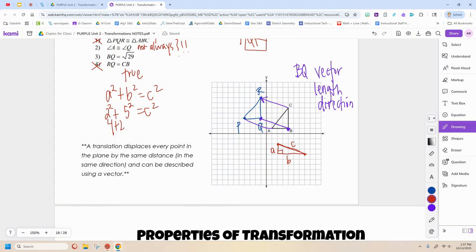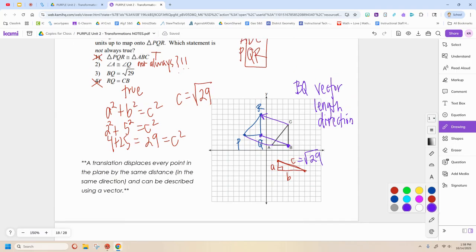4 plus 25 is equal to 29, which is equal to C squared. So C is equal to the square root of 29, or the length of this vector is equal to the square root of 29. So although it's not something that we talk about often, another way to talk about translation is a vector, and this is true.